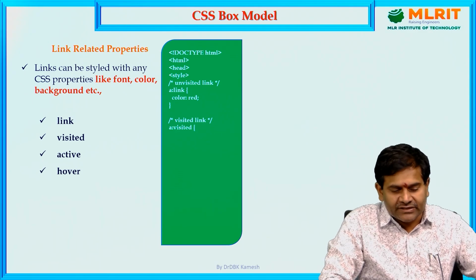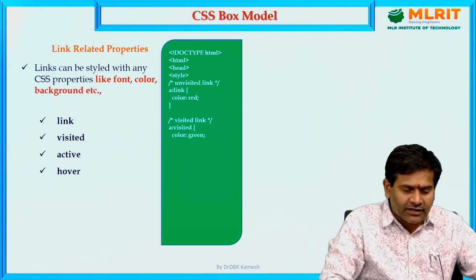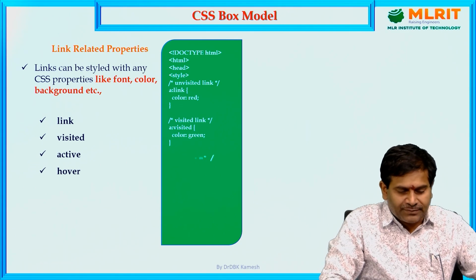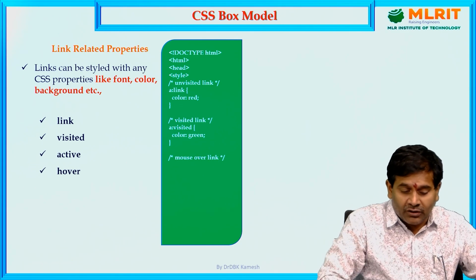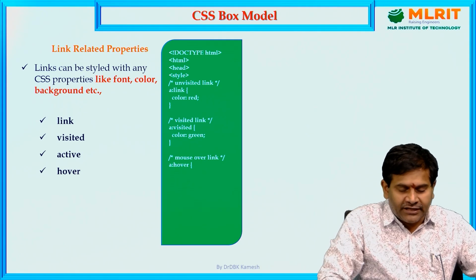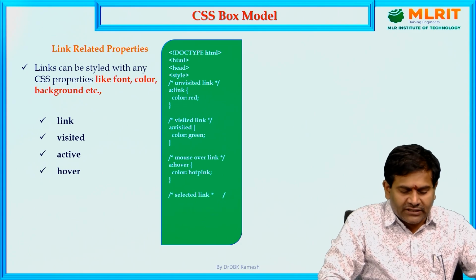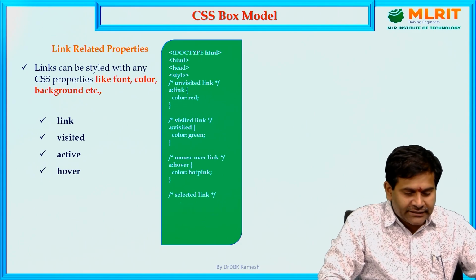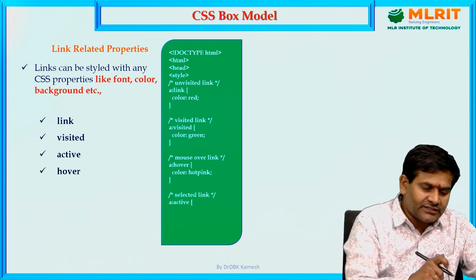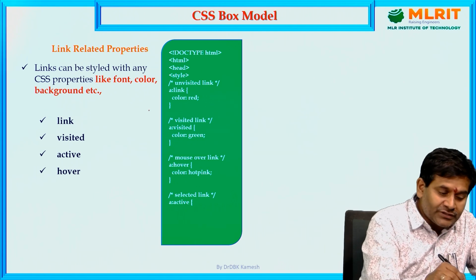So that is unvisited link. This is visited link. So a visited, then color green. Then this is completed. Then mouse over link, that is what hover. Then a hover, right? Then inside the color, so hot pink. Then selected link, now selected. So a active. See here we are use the link.